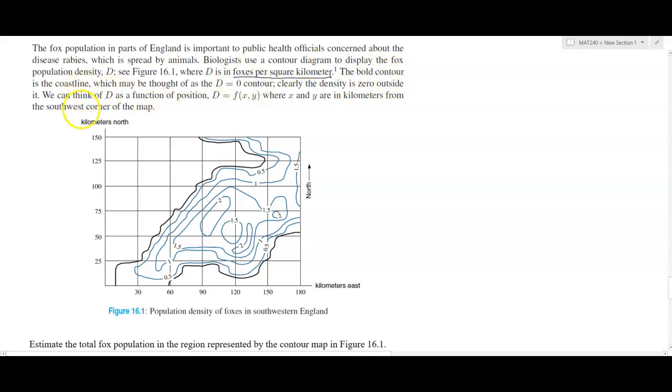The bold contour is the coastline, which may be thought of as the D equals 0 contour. Clearly the density is 0 outside. D equals f of x, y, where x and y are in kilometers from the southwest corner of the map. So here's the southwest corner. Clearly in this box here, there's not going to be any foxes, but there's going to be quite a few more here where we have this contour of 2.